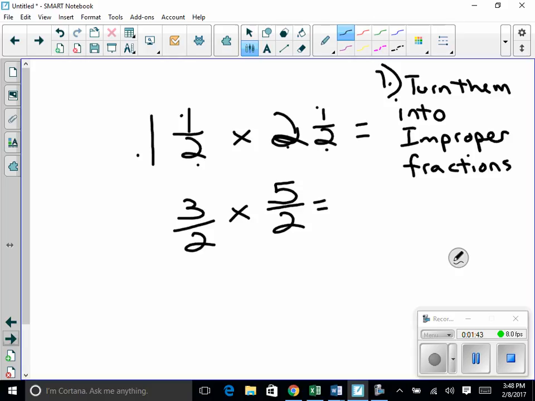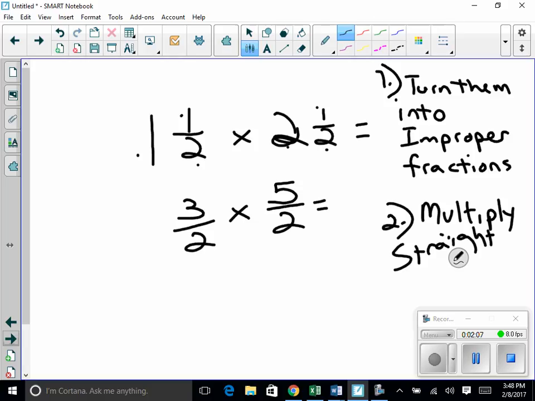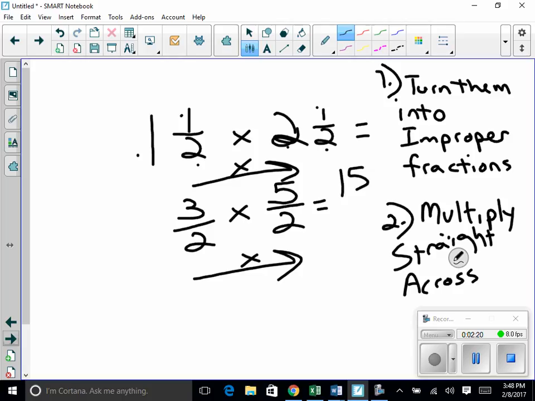We have 3/2 times 5/2, or 3 over 2 times 5 over 2, and now all you have to do is multiply straight across. Okay? So multiply straight across like this. 3 times 5 is 15, and 2 times 2 is 4.